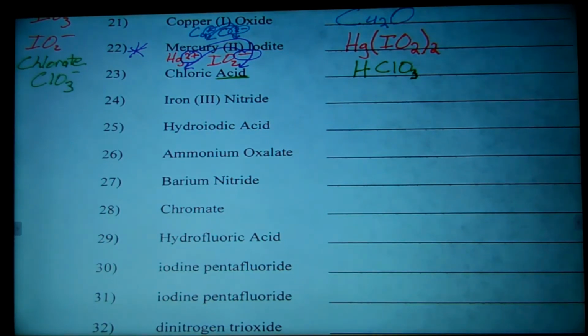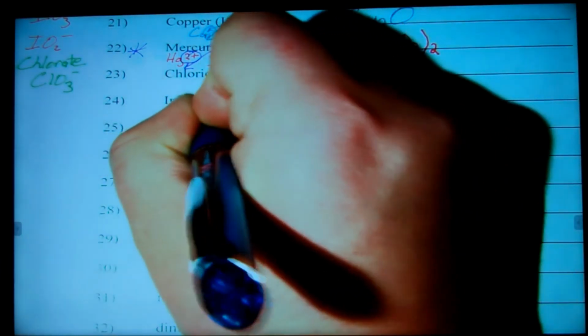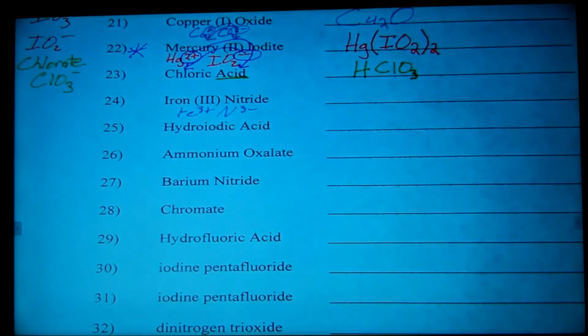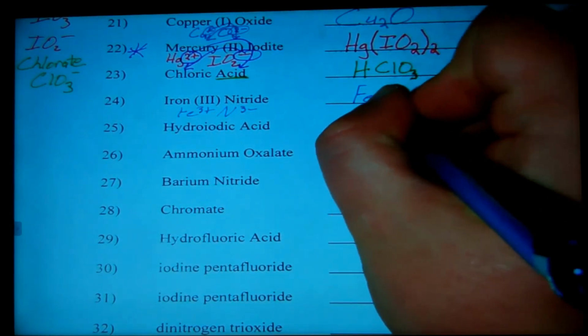I'm running out of time. We're going to have to pick up the pace. So 24 is iron(III) nitride. Iron 3, Fe 3+, nitride is N 3-. I left this in here because it's a 1-to-1 ratio. So since you're in this 1-to-1 ratio, it just means you write them down next to each other. So Fe, N.